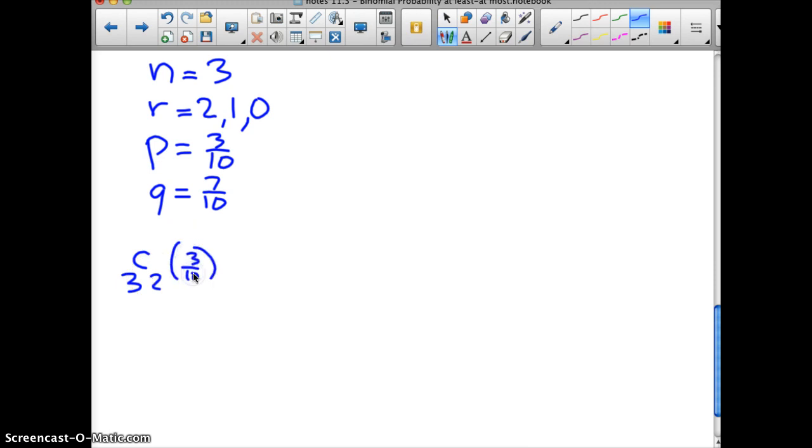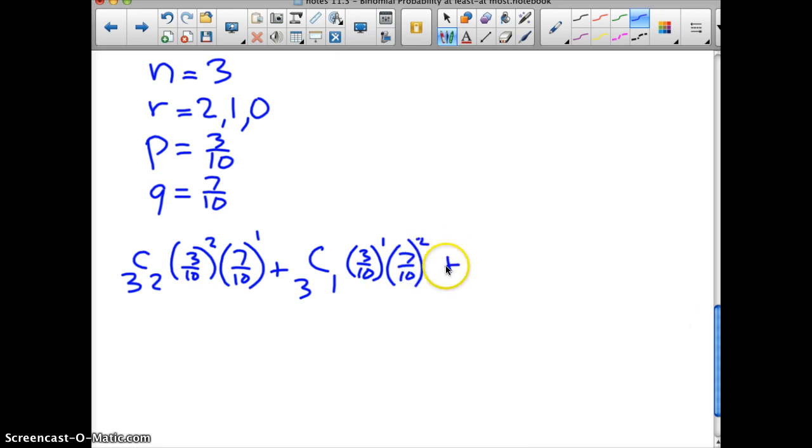Probability that I get an S is 3/10, and I want to get 2 S's, which means probability I don't get is 7/10, and I want that to happen once. Plus, or I could have 3C1, I could have 1 S: 3/10 to the first, 7/10 to the second. Or I could have no S's.